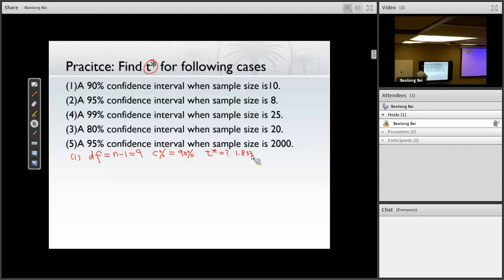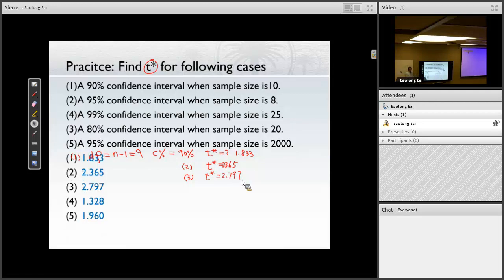So let's quickly find it. For example, with 95% confidence level and sample size is 8, that means degree of freedom equal to 8 minus 1 equal to 7, and the confidence level is 95%. So we can find the t star as 2.365. And number 3, a 99% confidence level with degree of freedom 25 minus 1 is 24. So we got 2.797. And so on, right?